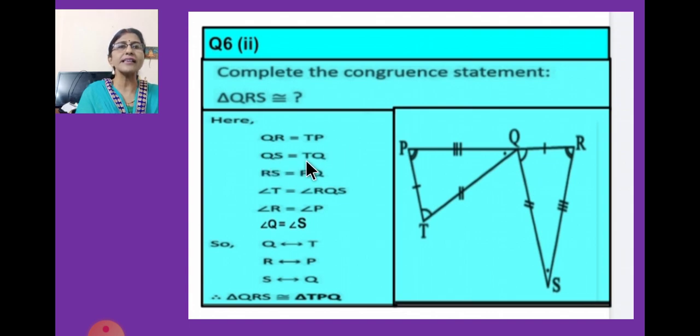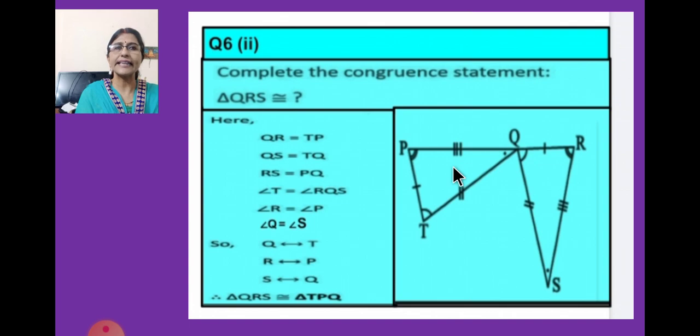Same way QS is equal to TQ. QS you can see here two lines are there. So QS is equal to TQ. And then RS is equal to PQ. RS is here. It has three lines and it is equal to this side PQ.